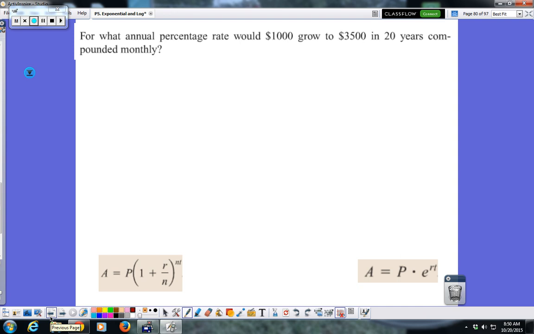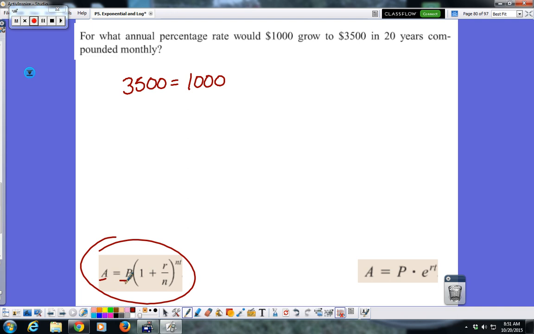Let's do one more of those, and then I will show you one other thing and I'm done. From what annual percentage rate? Okay, now they're asking for the R. And just a reminder, when you're dealing with rates, before you can plug a rate into a problem, you have to change it to decimal form. And when you get an answer out, you're going to get the decimal form as an answer. You have to change it back to percent form. So compounded monthly, so we're using this formula again. We want 1,000 to grow to 3,500. So 3,500 equals 1,000. That's the A and the P.